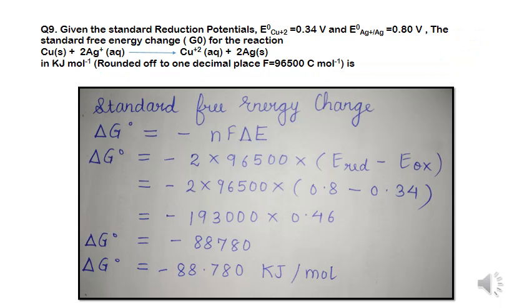Let's go on further and discuss the next question. Here you have been given standard reduction potential of two metals, copper and silver. The standard reduction potential for silver is 0.8, while for copper it is 0.34. When you have two values for two different metals, the one with the higher value is more likely to get reduced. So in this case, silver is more likely to get reduced, while copper is more likely to get oxidized.